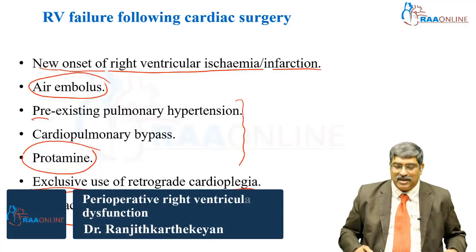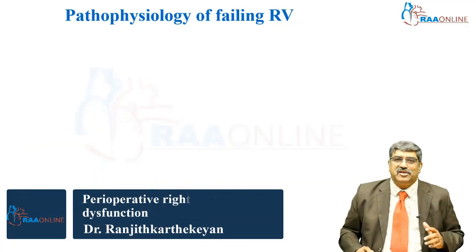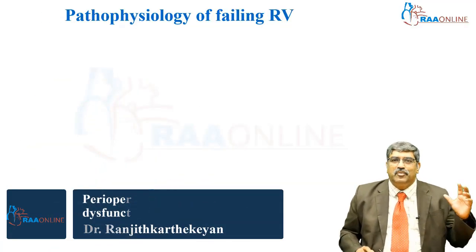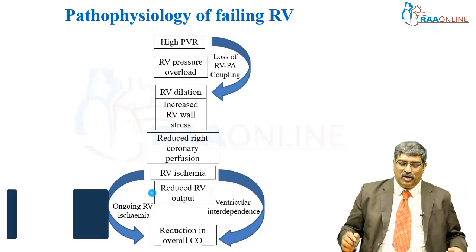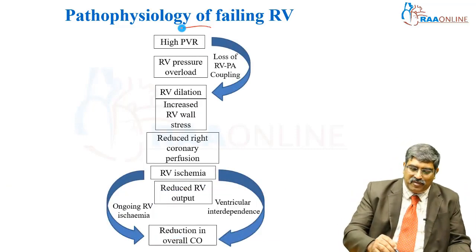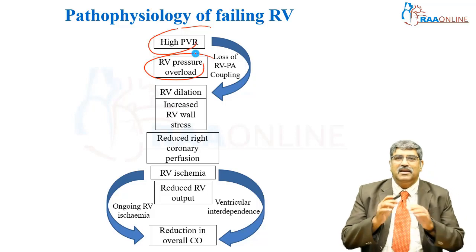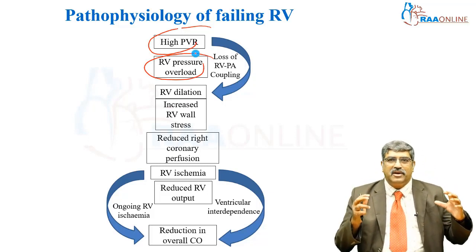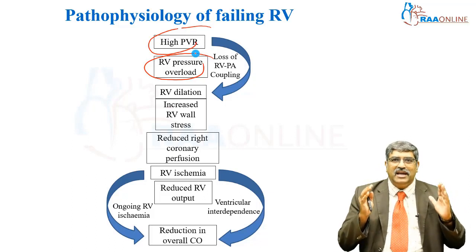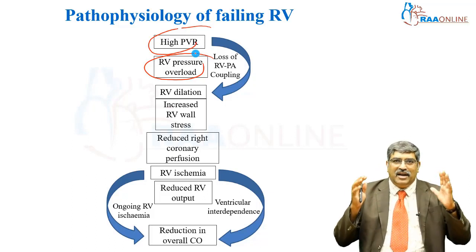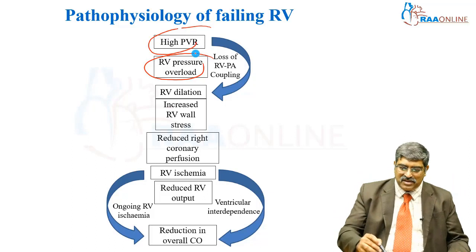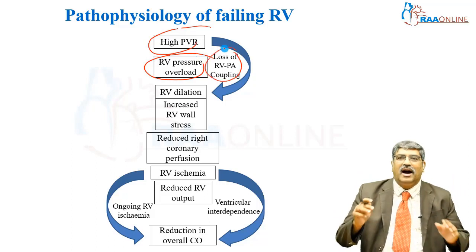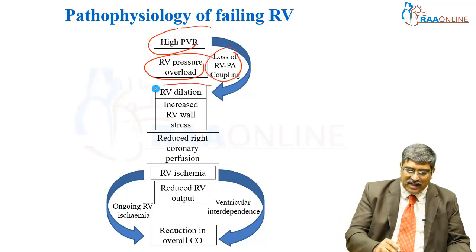Right ventricle sometime. Now coming to pathophysiology, how the failure propagates further failure. You have high PVR and high pressure in the right ventricle. Normally, the right ventricle and pulmonary artery have a nice coupling system, and when the pressure goes up, this coupling system is lost and there is going to be RV dilatation.